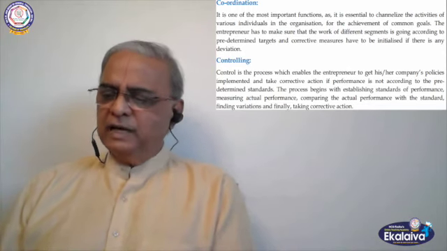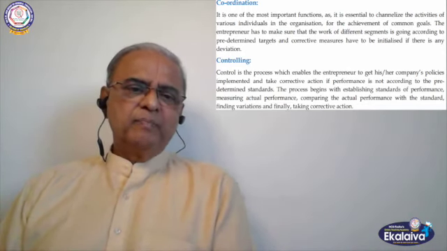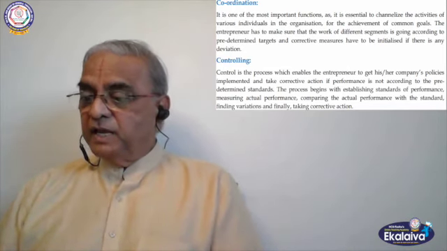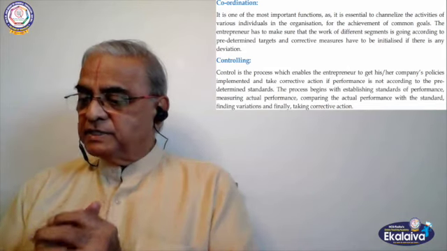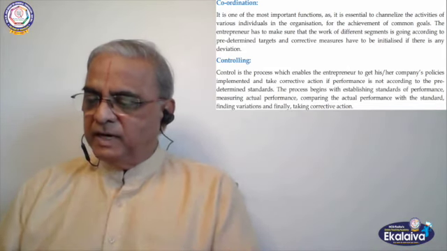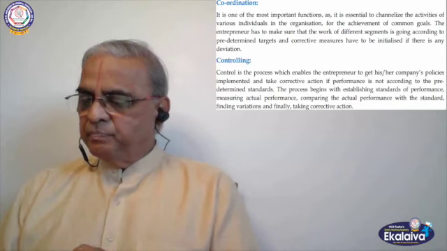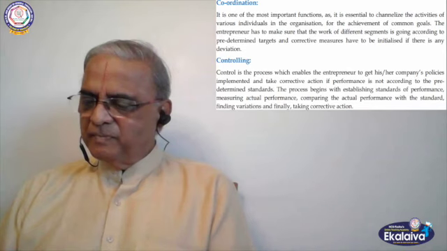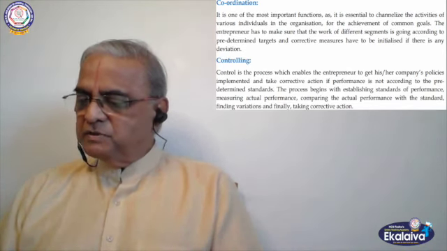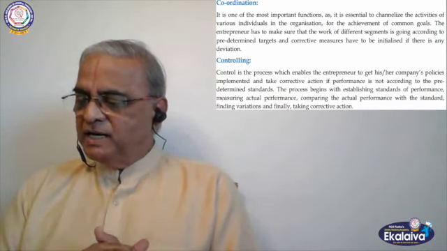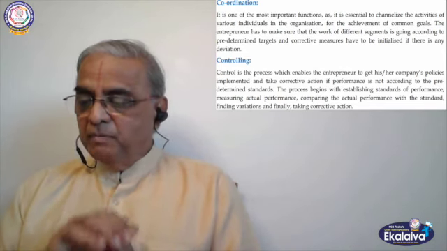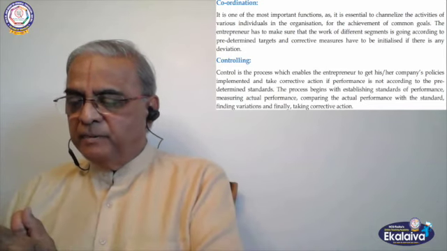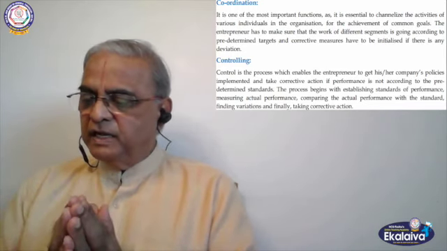And last but not the least is controlling. It is very, very important. Now, control is the process which enables the entrepreneur to get his or her company's policies implemented and take corrective action if performance is not according to the predetermined standards. The process begins with the establishment of standards of performance, measuring actual performance, comparing the actual performance with the standard, finding variations, and finally taking corrective action.